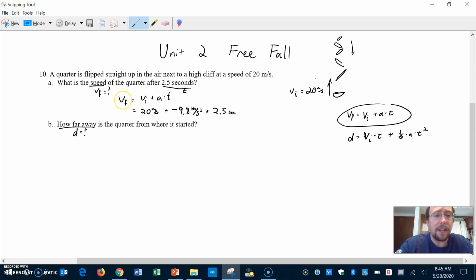And now we just have all our information in. We can solve for this final velocity by doing our math. But keep in mind you have to do order of operations. You have two things here, addition and multiplication. You have to do multiplying first and then the addition. So you take this negative 9.8 times 2.5 first. I'm going to do that on my calculator. Negative 9.8 times 2.5, and I get negative 24.5.